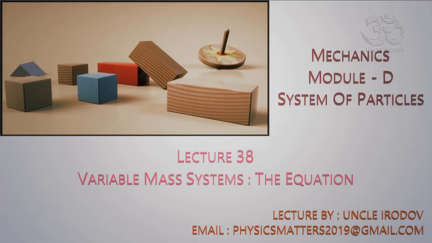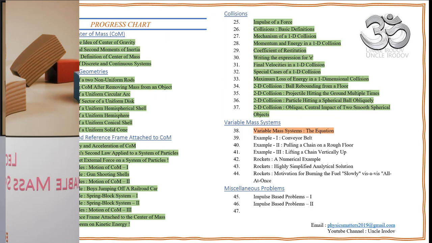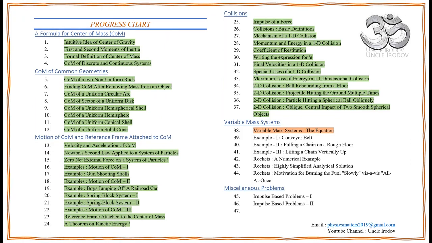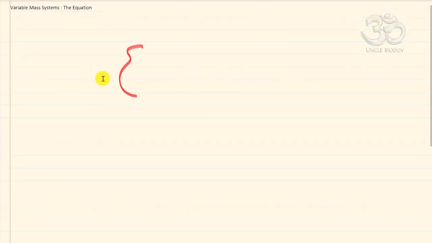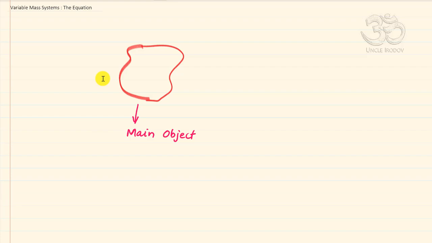Let us start with finding out the basic equation that we are going to use for any variable mass system. So let me say that there is an object here. I'm going to call it the main object. This is the so-called main object. And this object has got a mass m and it has got a velocity v at some time. This is the velocity of this object at some time t.